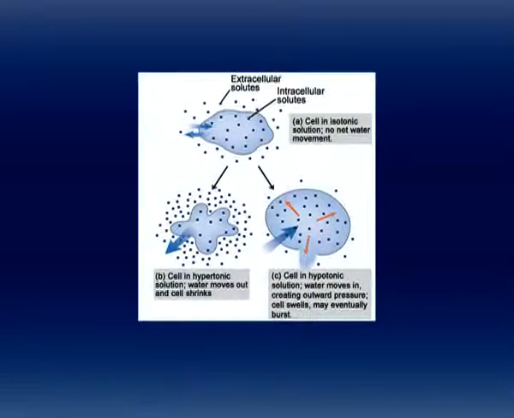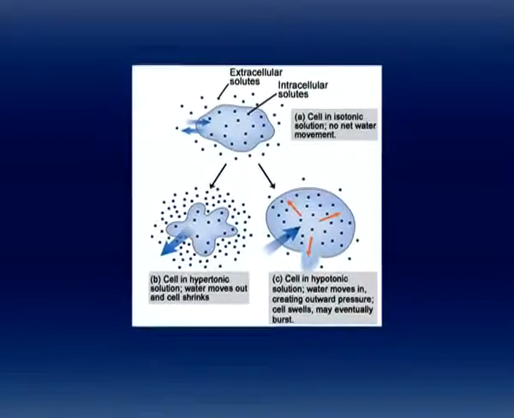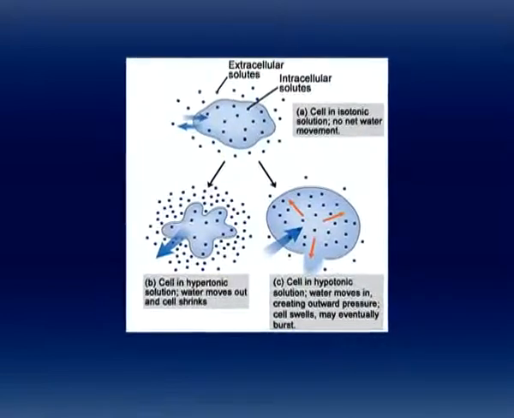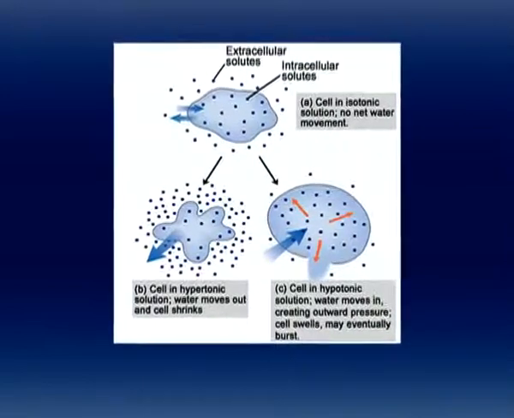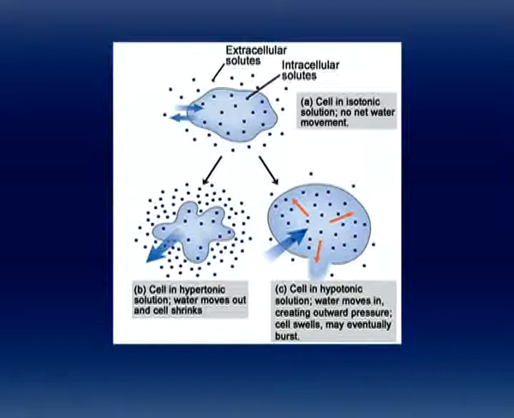This is the image showing the changes in a plant cell when placed in isotonic, hypotonic and hypertonic solution. When the cell is placed in isotonic solution, no net movement of water takes place.